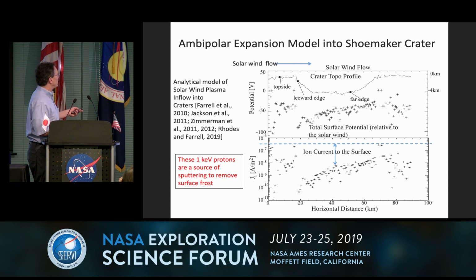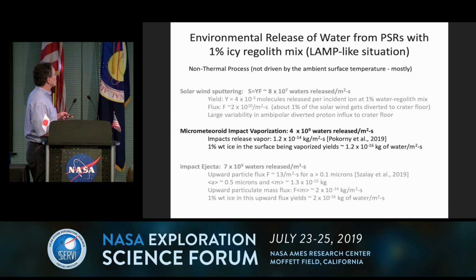The next process is micrometeorite impact vaporization. Cintala 92 actually had some values for this, but they've been recently updated. Pokorny et al. 2019 talks about 10 to the minus 14 kilograms per meter squared per second being released by impacts in the form of vapor.